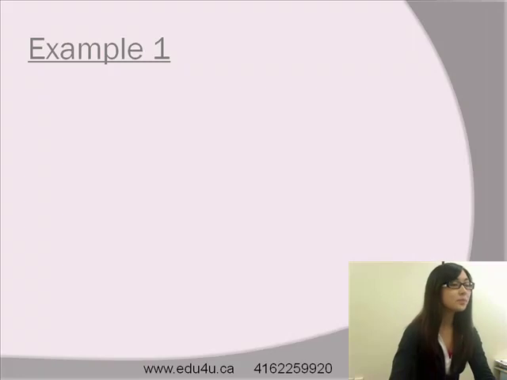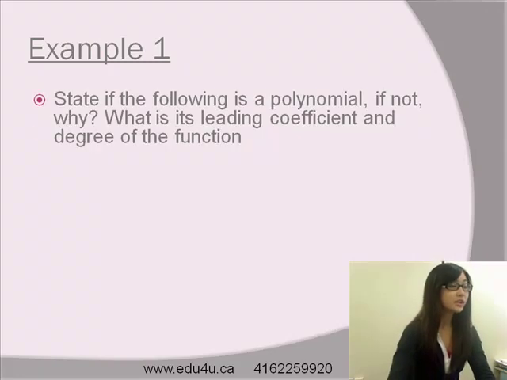Now let's take a look at example 1 from your learning resources. Here we have the question: say whether the following is a polynomial. If not, why? What is its leading coefficient and degree of the function? We have the equation f of x equals 6x cubed plus 4x squared plus 2x plus 1.